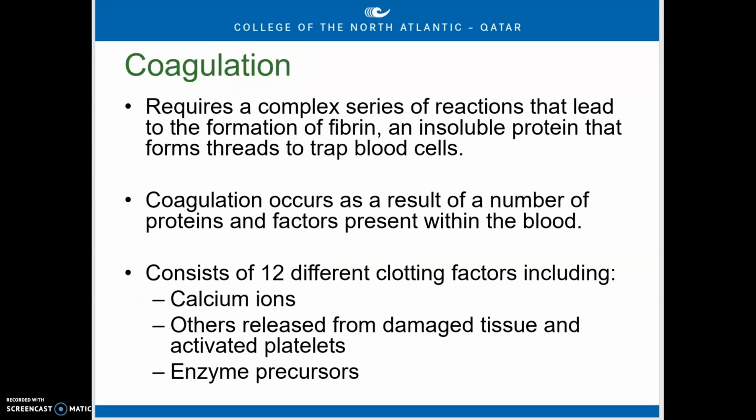Now, coagulation is basically when a bunch of proteins and cells stick together and form a bigger unit. It requires a bunch of reactions that lead to the formation of a protein called fibrin. Fibrin is an insoluble protein that's sticky. It forms a net, and that protein net will trap blood cells, and it'll cause the formation of a clot.